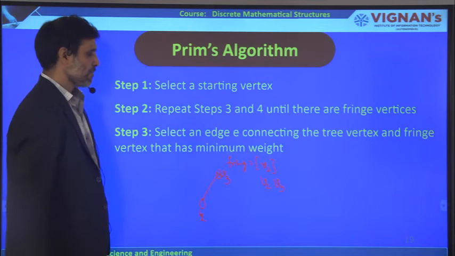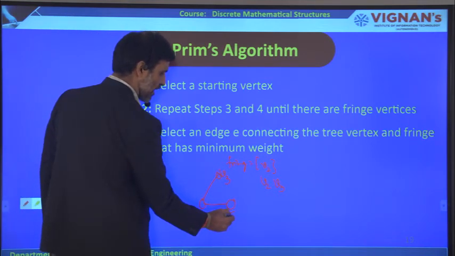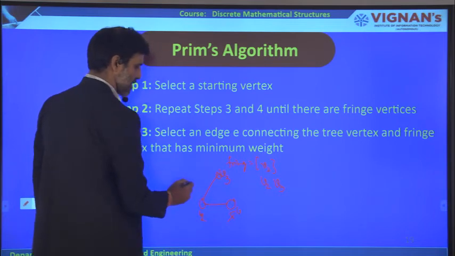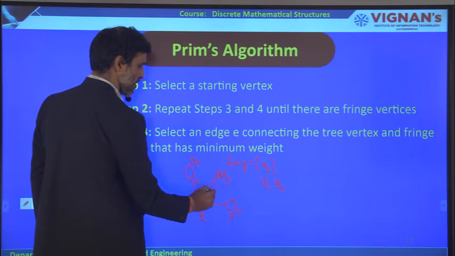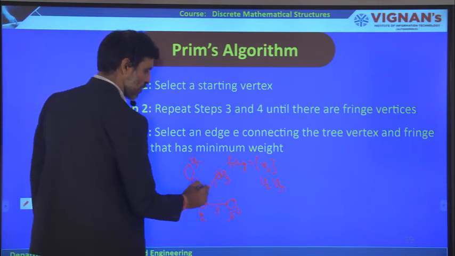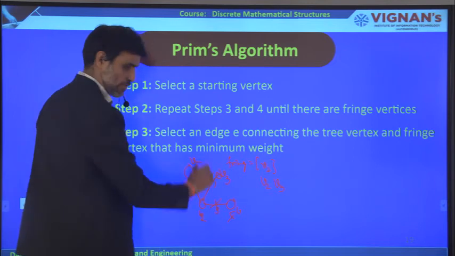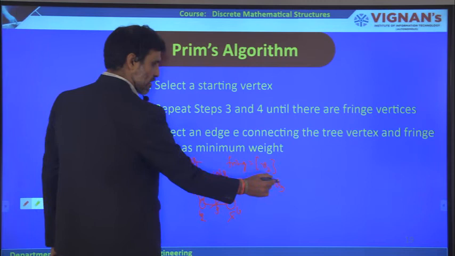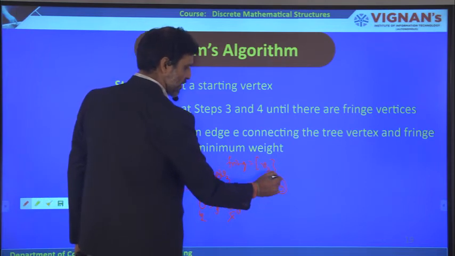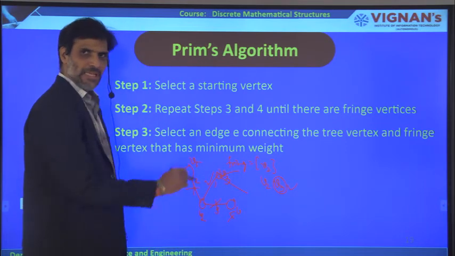Check that it may have V4 as adjacent, it may have V5 as adjacent. But if the weights are 2, 1, 3, then we can go with this particular edge. We cannot go with this edge and this edge. So like that. Once you get this, now your fringe consists of V2 and V3. This is the next vertex, so you have to take the adjacent vertices of this one. Like that you have to follow this algorithm.